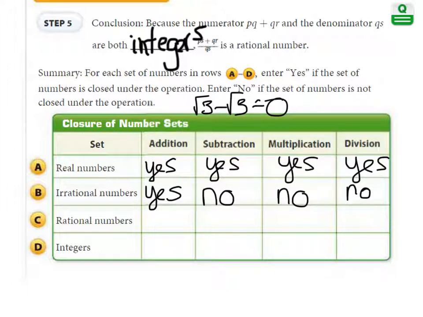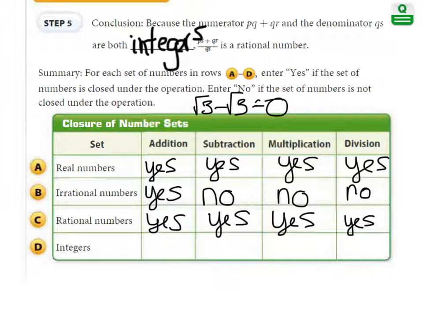So now let's talk about rational numbers. If I add 2 rational numbers, there's no way I'm going to get an irrational number, so it is closed. If I subtract them, same thing, I'm not going to get an irrational. I could get 0, but 0 is rational, so that's okay. If I multiply 2 rational numbers, I would end up still with a rational number. And if I divide 2 rational numbers, I would still get a rational number. It wouldn't turn irrational.